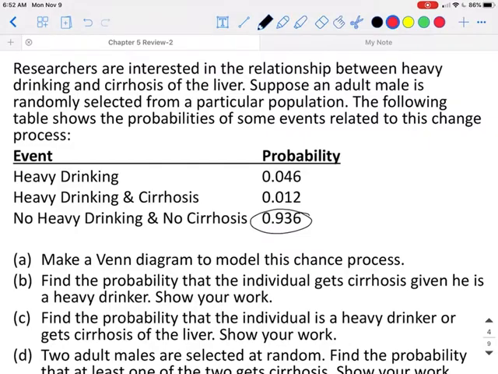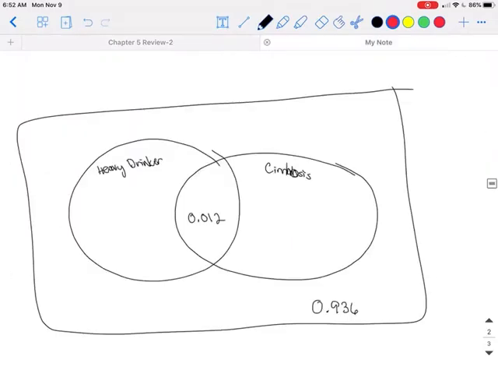Now, if they are a heavy drinker, they can be a heavy drinker and get cirrhosis of the liver. So if we subtract out the probability that they do get cirrhosis and are a heavy drinker, that's going to leave us with 0.034 just in the heavy drinking does not get cirrhosis. Now remember, in the whole thing, we should add up to 100%. So if we have 3.4% who are just heavy drinkers, 1.2% who are heavy drinkers and get cirrhosis, and we know that 93.6% are not heavy drinkers and don't get cirrhosis, that's going to leave us with 1.8% who get cirrhosis but were not heavy drinkers.